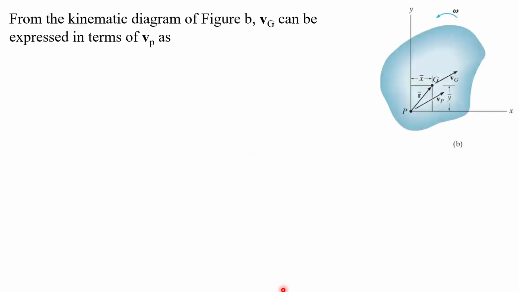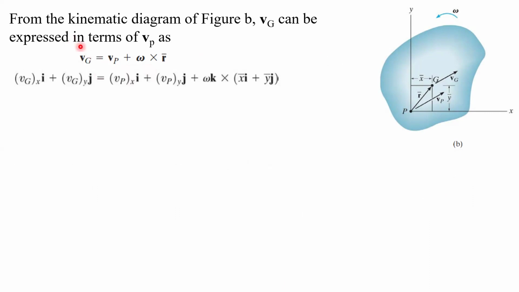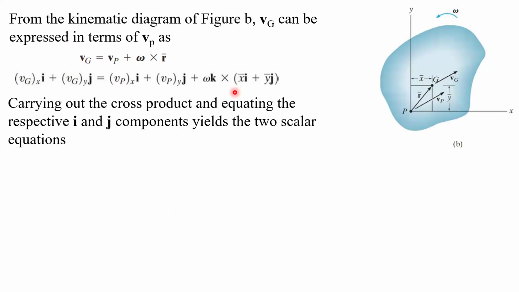So from the kinematic diagram of figure B, Vg can be expressed in terms of Vp, which is Vg equals Vp plus omega cross r. Then their components in the x and y directions give us that. Carrying out the cross product and equating the respective i and j components yields the two scalar equations: Vgx is equal to Vpx, and Vgy is equal to Vpy plus x bar omega.